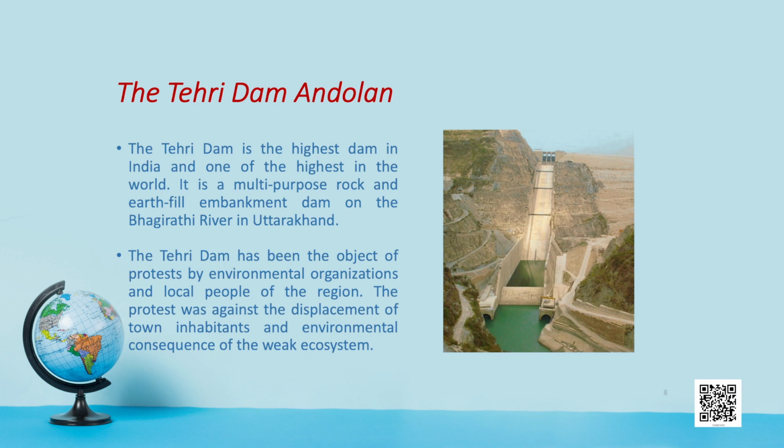Most of the objections to the project arose due to their failure to achieve the purposes for which they were built. Now let's discuss the major movements. The Tehri Dam is the highest dam in India and one of the highest in the world. It is a multi-purpose rock and earth-fill embankment dam on the Bhagirathi River in Uttarakhand.